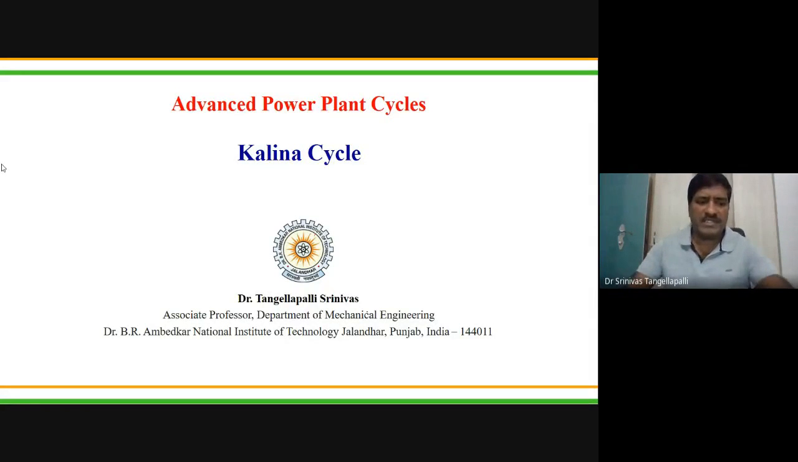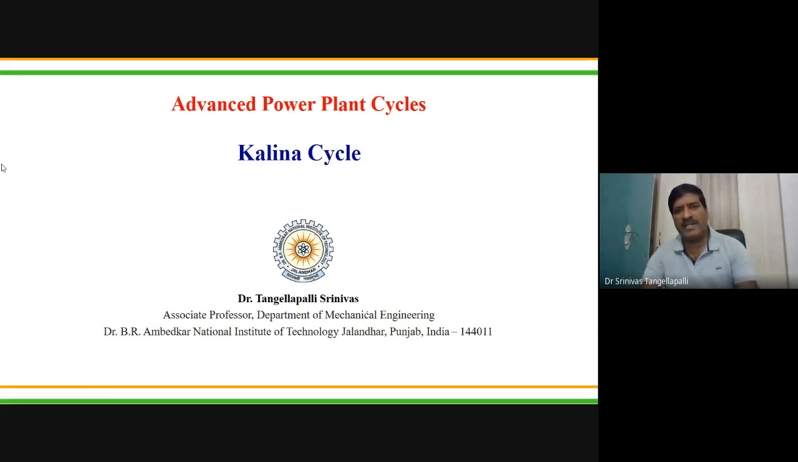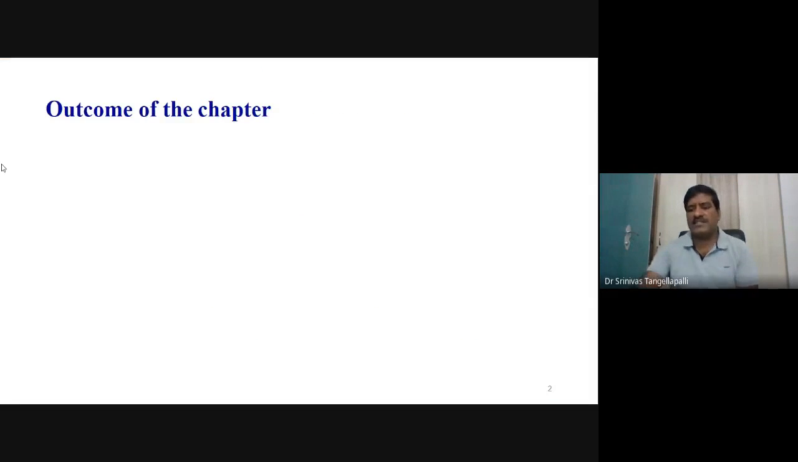So far, we finished the two plant cycles. One is the organic Rankine cycle, and then we extended the organic Rankine cycle to the next version of flash cycle, which we called the organic flash cycle. And now the advanced power plant cycle has been extended to one more advanced power plant cycle, which is called the Kalina cycle system.